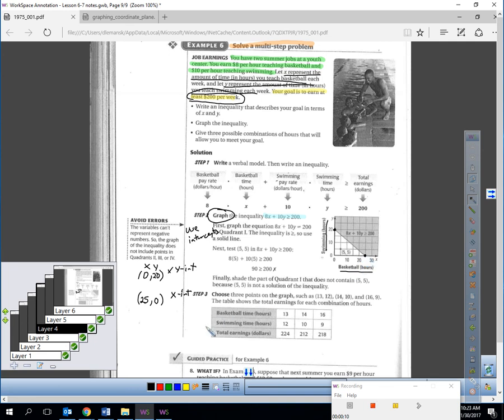Now, do I use a bold or a dotted line? Well, I have an equal in the problem, so you notice they have a bold line. Now, you notice they did not go into the fourth or second quadrant because we can't have negative solutions.